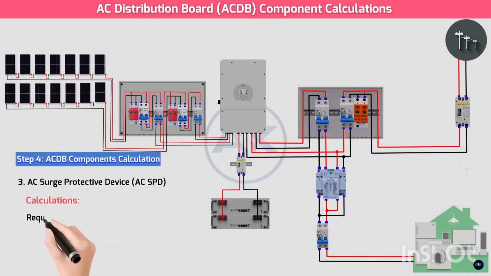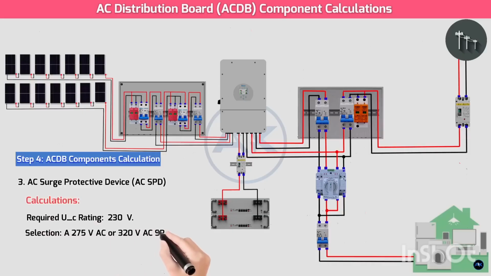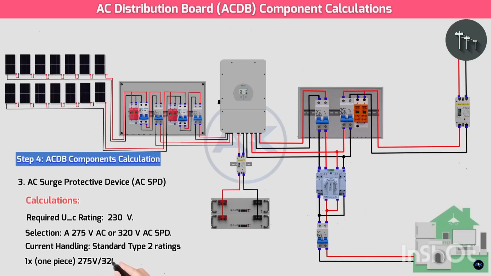Calculations. Required UC rating 230 volts. Selection. A 275 volt AC or 320 volt AC SPD. Current handling. Standard Type 2 ratings are usually sufficient. AC SPD specification: 1 piece, 275 volts/320 volts AC, Type 2, 20 kiloamperes/40 kiloamperes SPD, 1P plus N or 2P depending on configuration and wiring. For single-phase 230 volts, a 2-pole L-N or 1P plus N configuration is common.